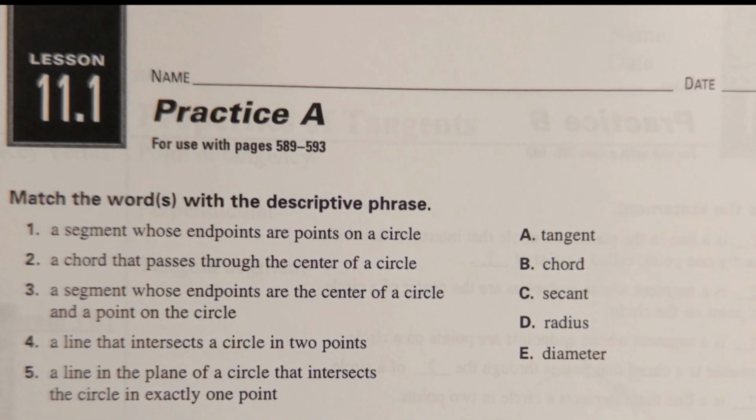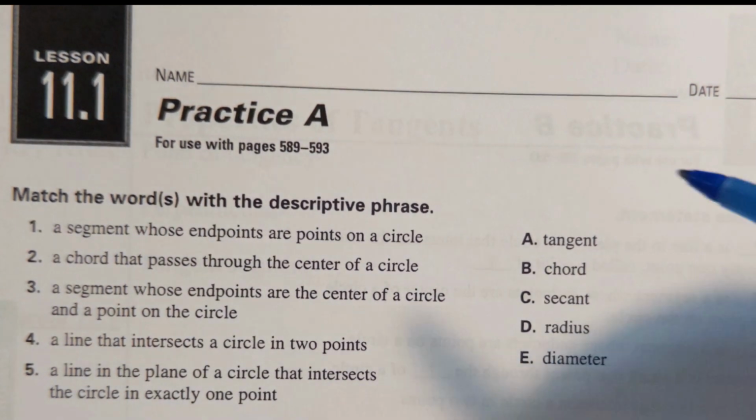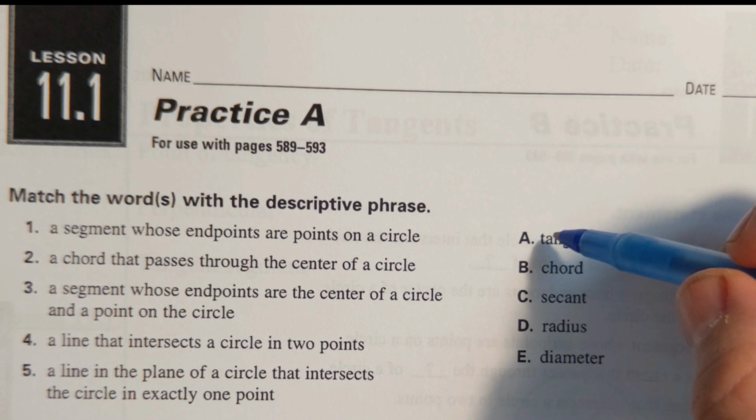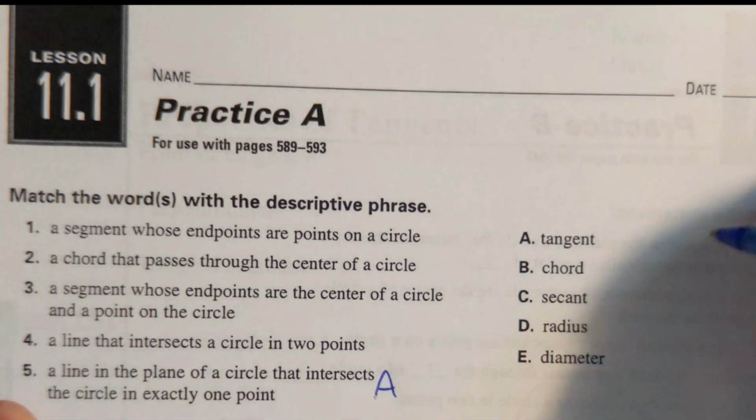Alright, here we go. Correcting the homework from yesterday. So here's the vocabulary section. Tangent is going to be a line that only hits 1 point. There's 5 right there, so this one's going to be A.